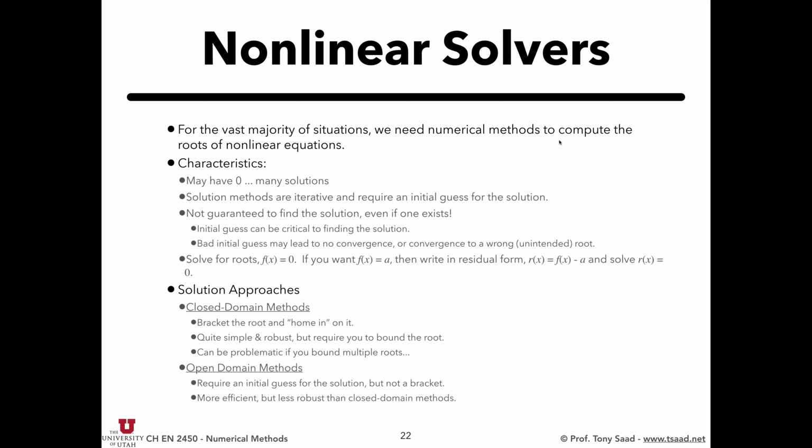Open domain methods, on the other hand, just require an initial guess, not a bracket. Just throw in a guess and then see if we converge to the root. They are more efficient, but they're less robust than closed domain methods, and oftentimes they can fail. They can get stuck in local minima or maxima.